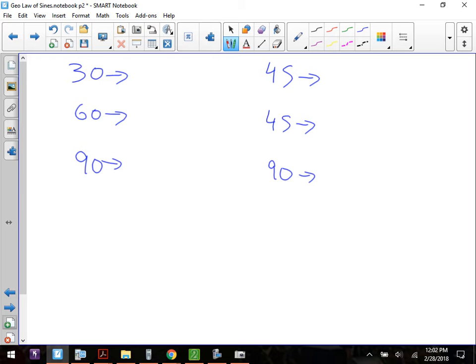Now, remember, when you had your special right triangles, you had specific ratios that always held true. And instead of saying 1, root 3, and 2, we wrote it as x, x root 3, and 2x. And the reason that we use these arrows is because the angle always looks at a side opposite.